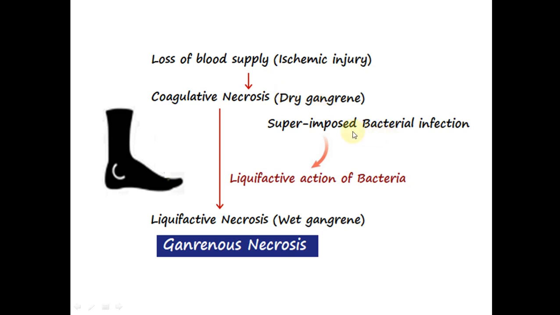Later on, when this area becomes infected by bacteria, which is the superimposed bacterial infection, the infiltrated leukocytes will release lysosomal enzymes and will cause dissolution and liquefaction of the necrotic tissue. And at this stage, we call it wet gangrene. So, gangrenous necrosis itself is not a specific pattern, but it is a combination of the coagulative necrosis as well as the liquefactive necrosis.